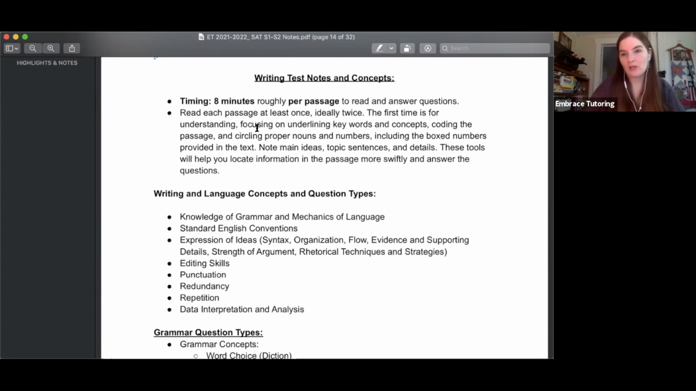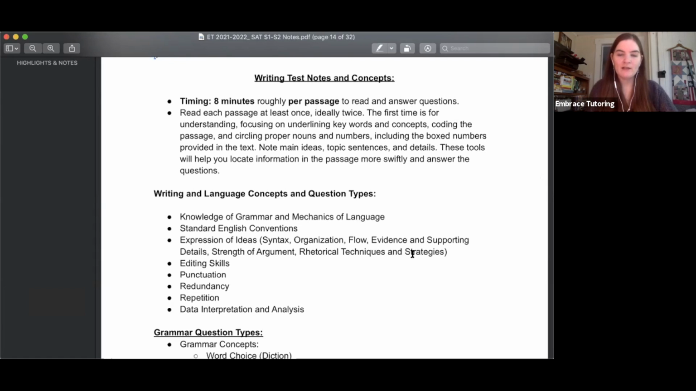So that you can communicate those ideas effectively, okay? So again, everyone will be annotating on this section, should be annotating. That includes circling proper nouns and numbers. It can include as well circling the box numbers that are in the text for each question, and coding the passage in terms of identifying question types, which you'll see on my practice test for the first two sections, for the reading test and the writing and language test.